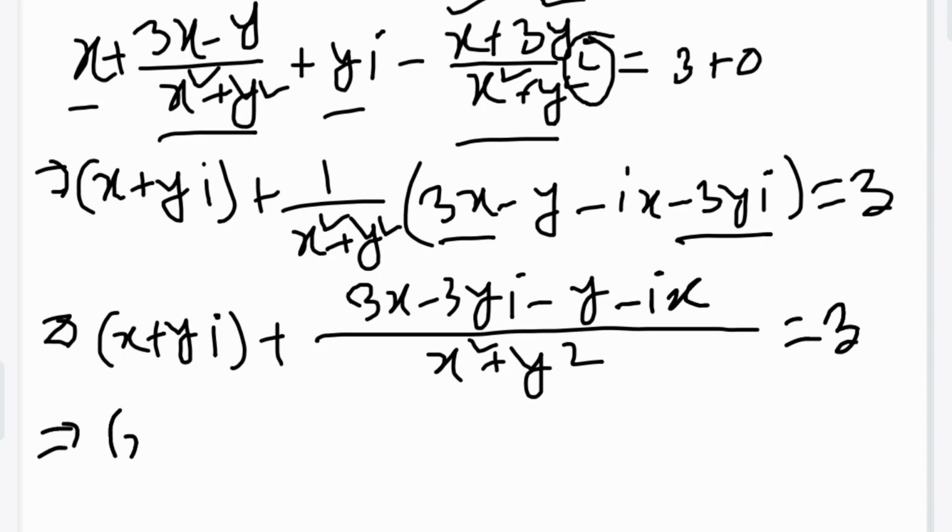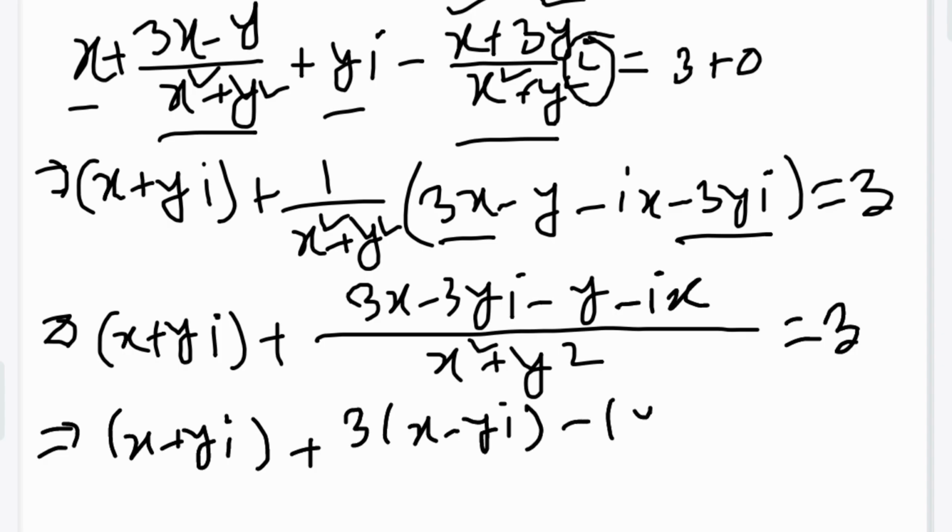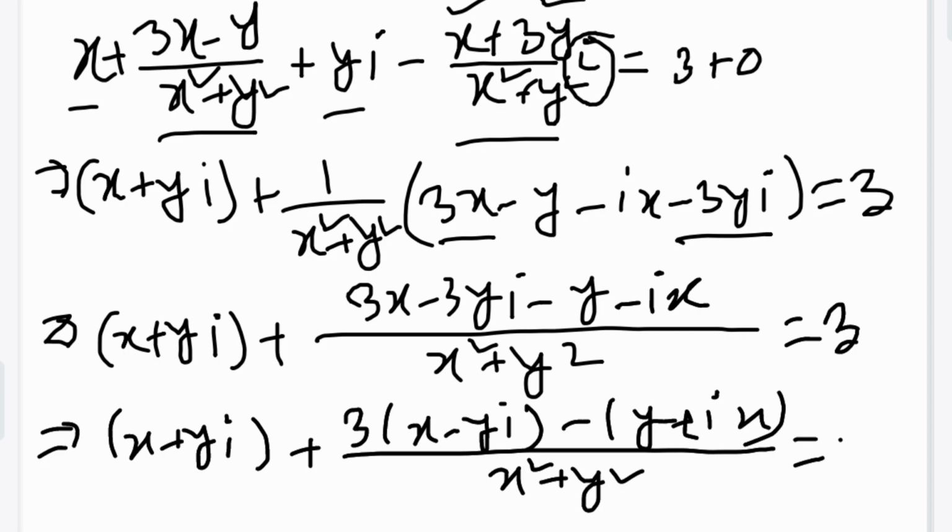So next line is x plus yi, plus, so from here we can take 3 common out, so x minus yi, minus y plus ix, we are taking minus common out, over x square plus y square equal to 3. Guys, I think this one is right. This is in correct format. Actually we want the complex number representation in x plus iy format, so this one is okay, but this one is not okay, y plus ix. We want this imaginary part with y, so let's rearrange it.